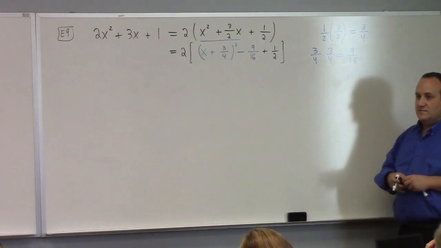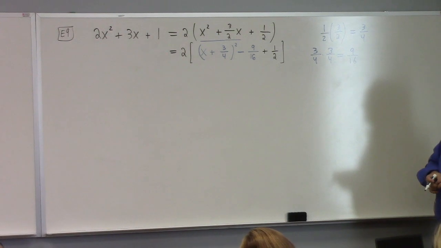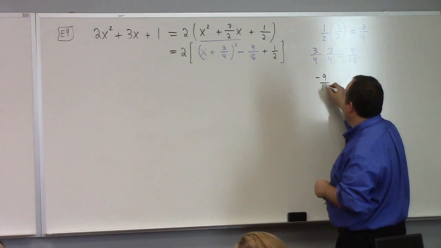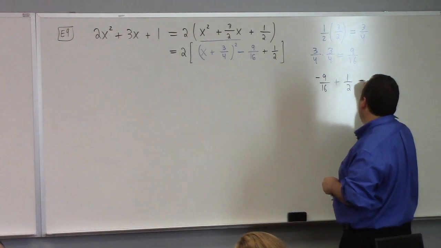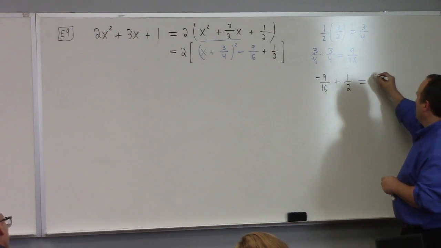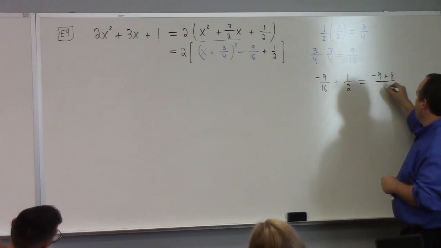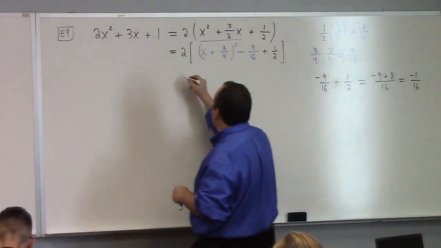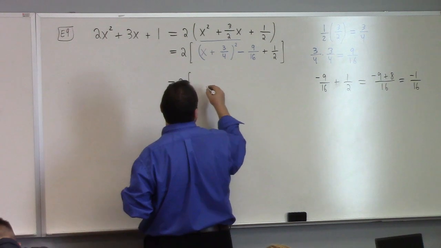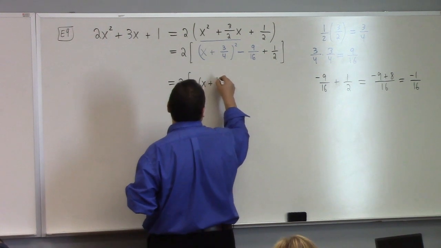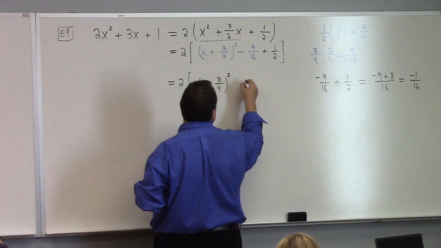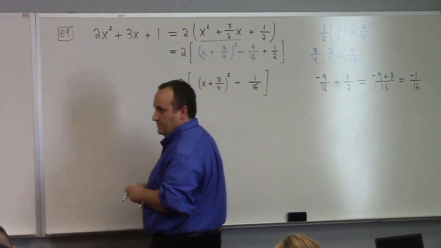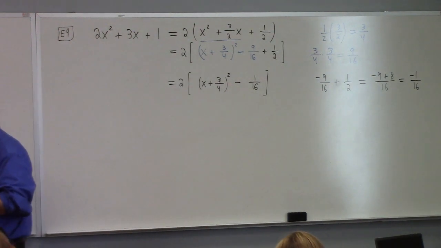Now we've got to add fractions. What is minus 9/16 plus 1/2? I'll do that over here. So you're like, that's minus 9 plus 8 over 16. So you got minus 1 over 16. Lovely. So this is 2 times big parentheses, x plus 3/4, quantity squared, minus 1/16. Everybody follow me? We're just doing arithmetic.